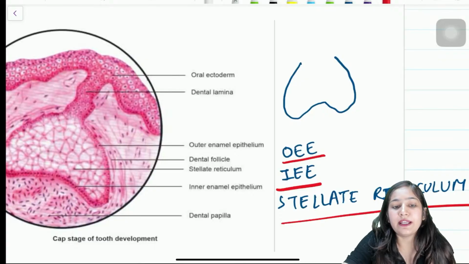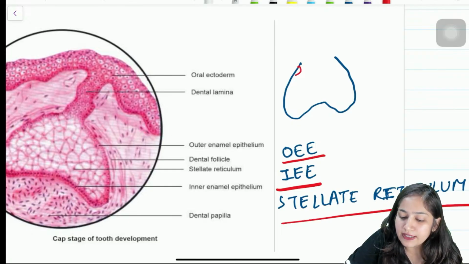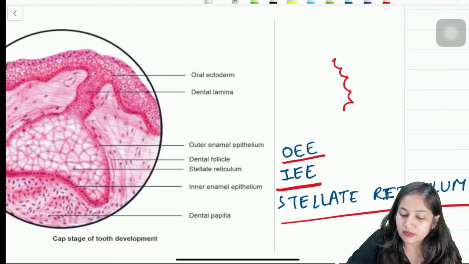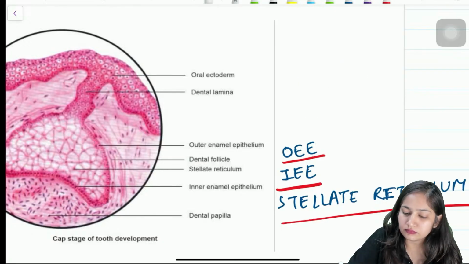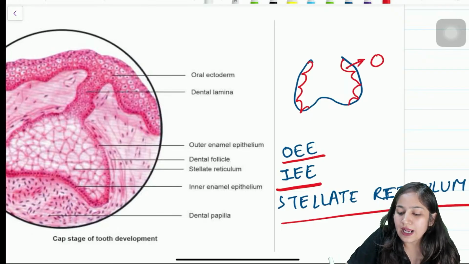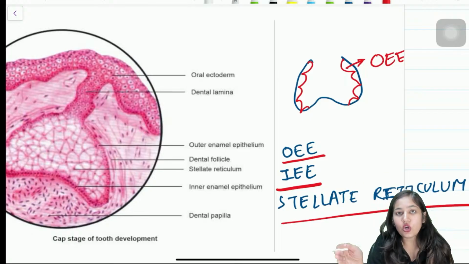Outer enamel epithelium is mainly present in the convexity of the cap, and here we will be having cuboidal cells. Here you can easily appreciate the presence of cuboidal cells, right? So this is our outer enamel epithelium present in the convexity of the cap.